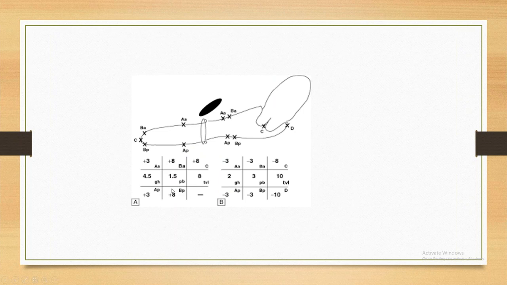See here again. Now see this grid. This is post-hysterectomy. Now which stage it becomes? Anterior also complete. Stage 4. Stage 4, anterior and posterior both. It is complete prolapse, complete eversion.